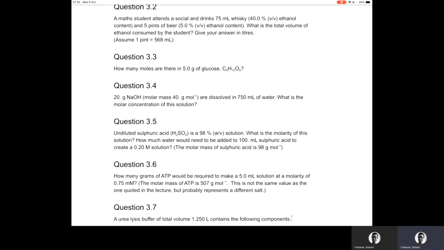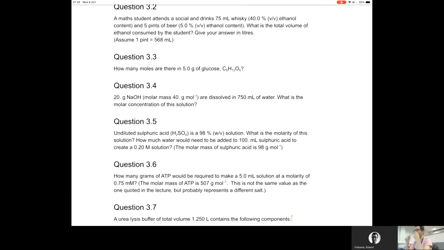Question 3.5. Let me read it out. Undiluted sulfuric acid, H2SO4, is a 98% weight volume solution. That's pure acid, right? What is the molarity of this solution? So I'm asking you to convert from percentage weight volume concentration to molar concentration, molarity, okay?